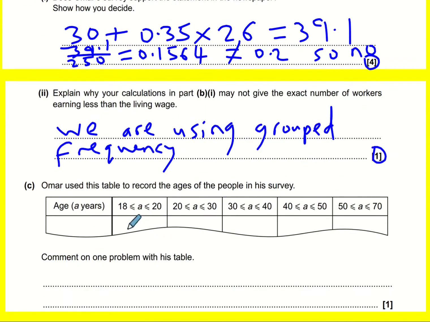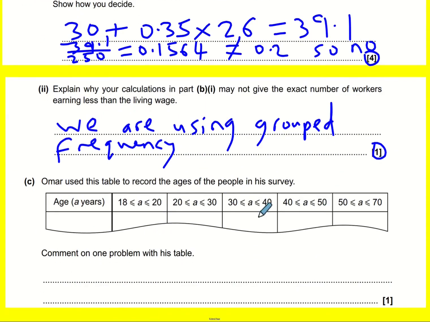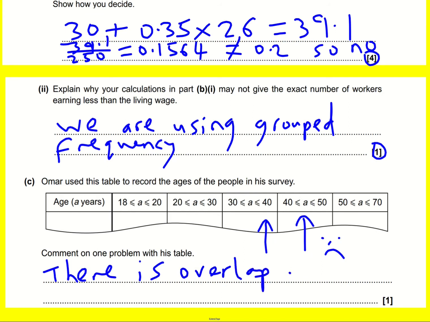Okay, Omar uses this table to record the ages of the people in a survey. Comment on one problem with it. Well, looking at it, where do you put the data if somebody was 40 years old? You'd put it in this one and you'd put it in this one. So that is not good. And one problem is that there is overlap in the groups. You should never have that. Done.